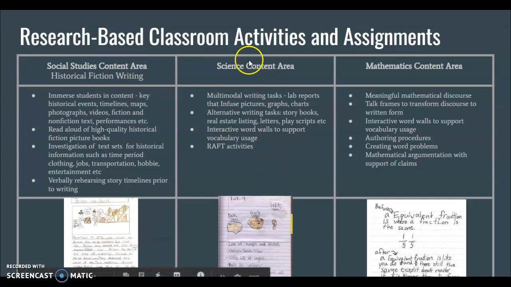The next content area is the science content area. Once again, as research indicates, looking for this multimodal writing tasks, lab reports, infusion of pictures, graphs, charts, maybe even alternate writing tasks, and looking to support student language use through the use of word walls, interactive word walls, and RAFT activities.